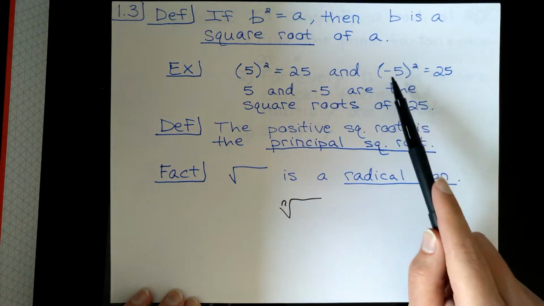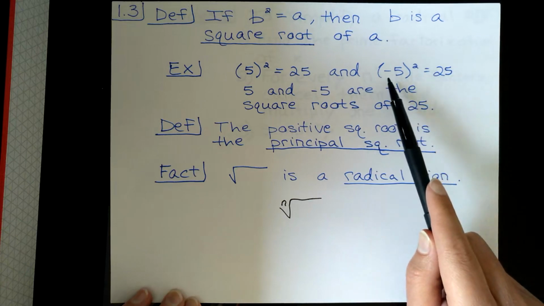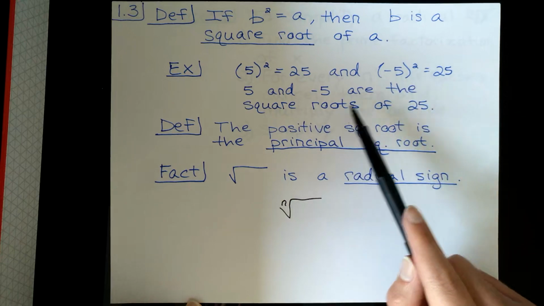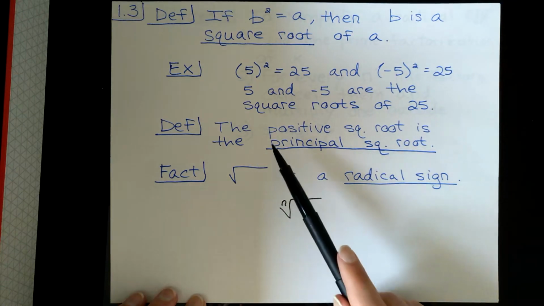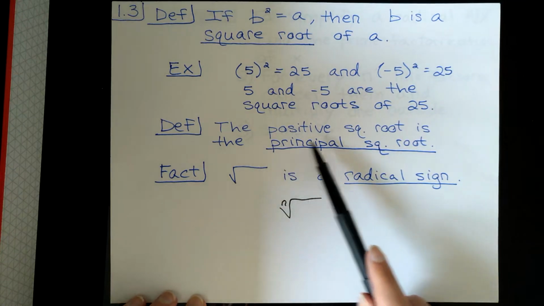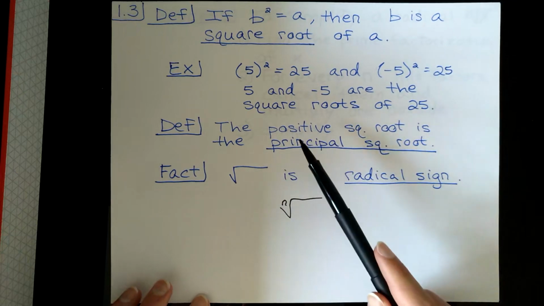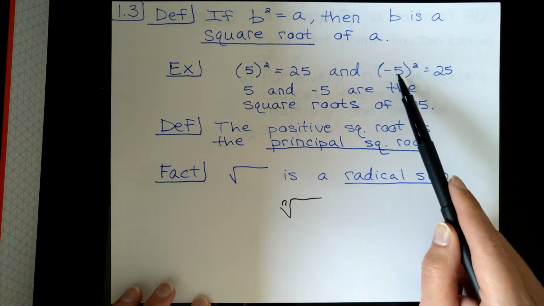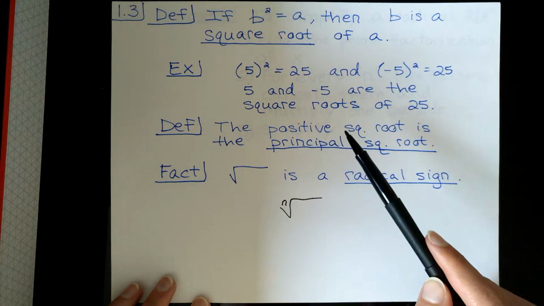But also if we take negative 5 and square it, we again get 25, because a negative times a negative is always a positive. So negative 5 is also a square root of 25. When we talk about square roots, we're typically referring to the positive square root, or the principal square root. When we say find the square root, we're dealing with the positive one. It's not as common to refer to the negative square root.